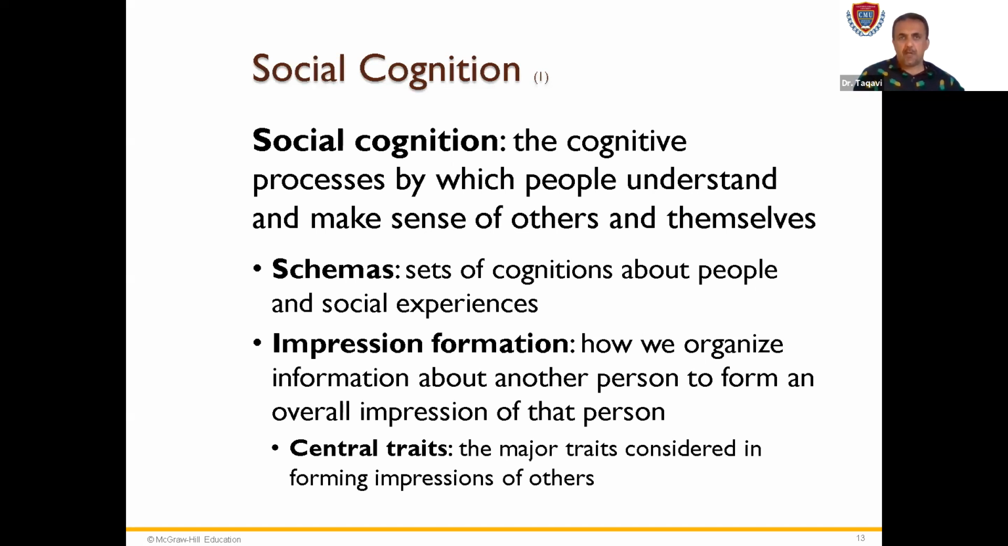We have individual cognition and social cognition. Social cognition is the cognitive processes by which people understand and make sense of others and themselves. The cognitive processes of creating sense, creating meaning about ourselves and others. Why is it called social cognition? Because it is seriously under the control of your interactions with your society, with your environment.